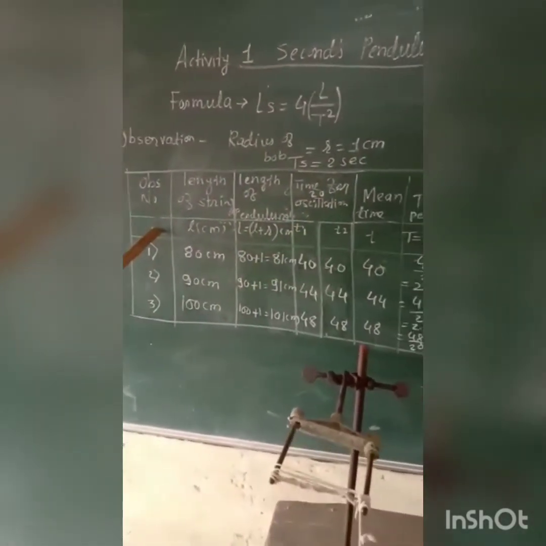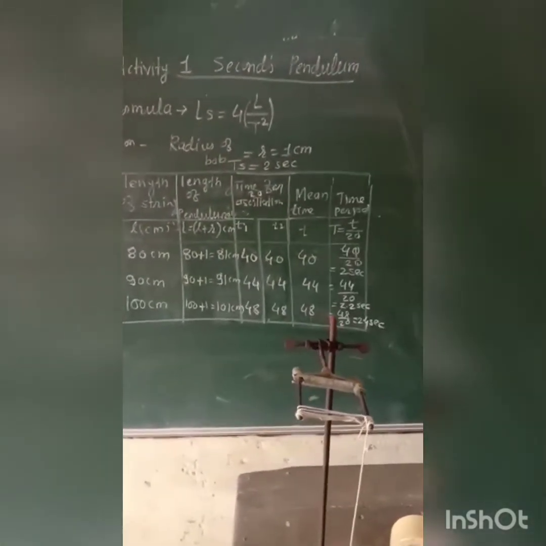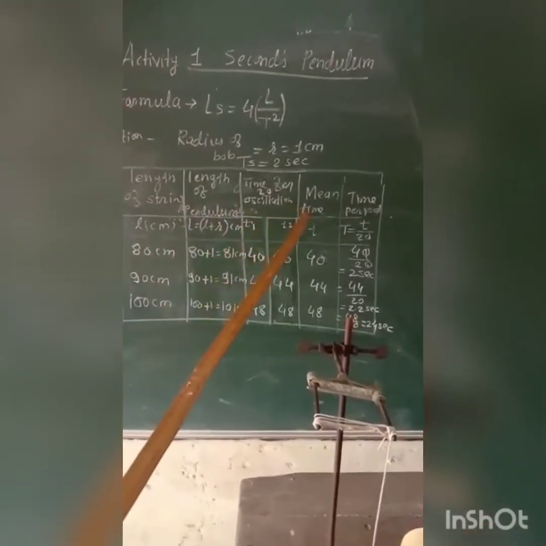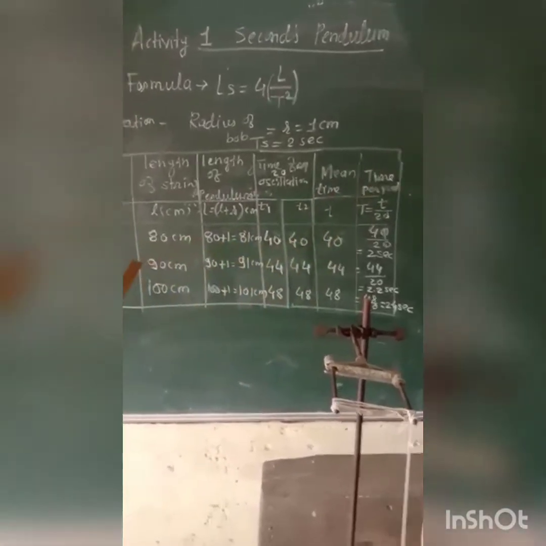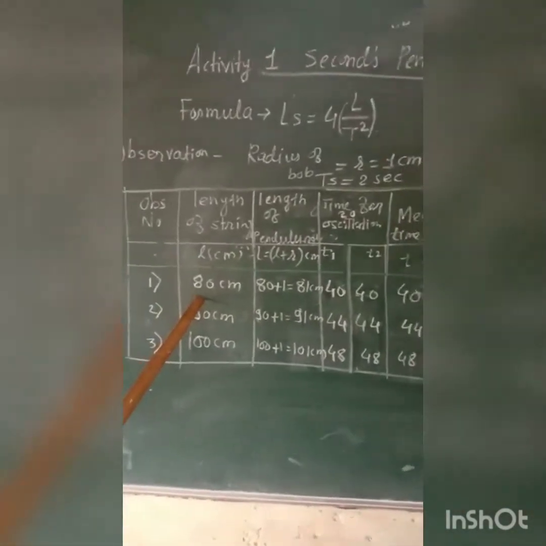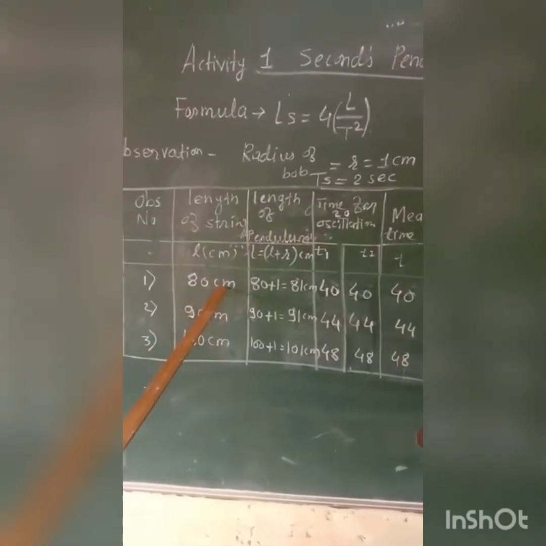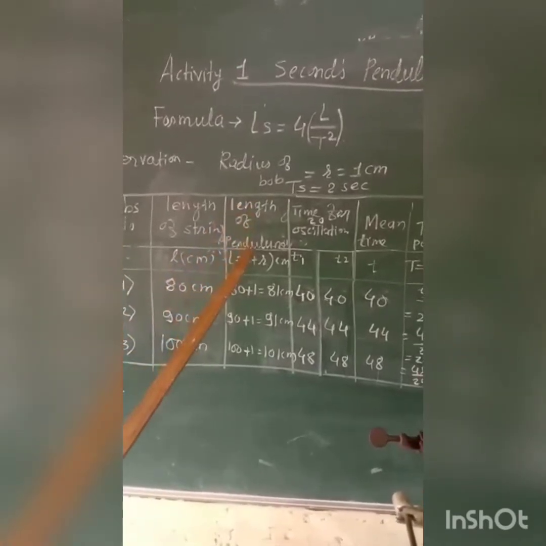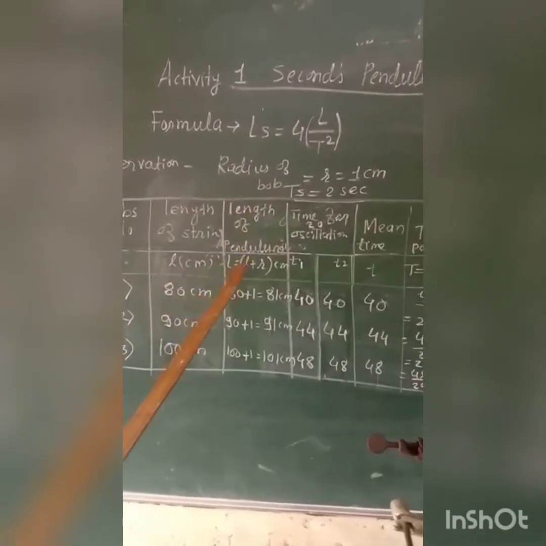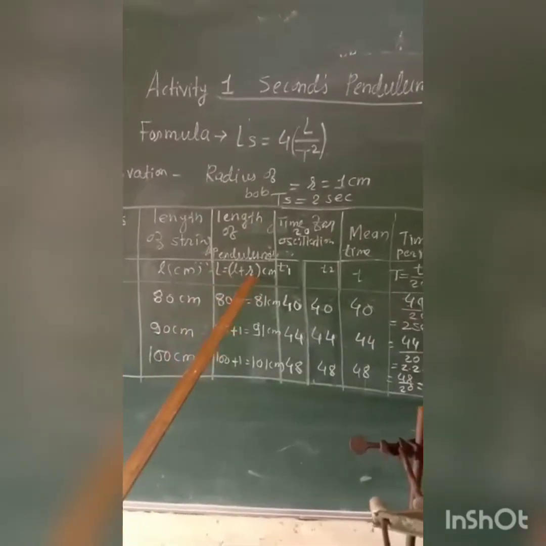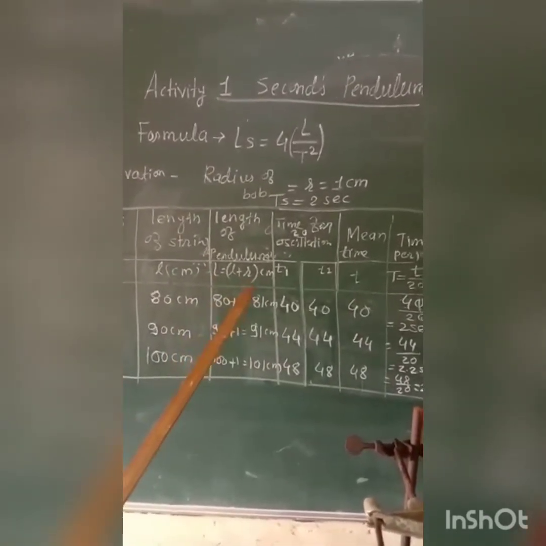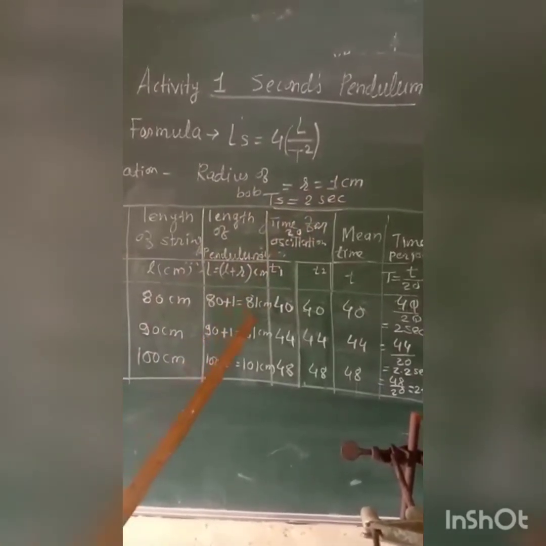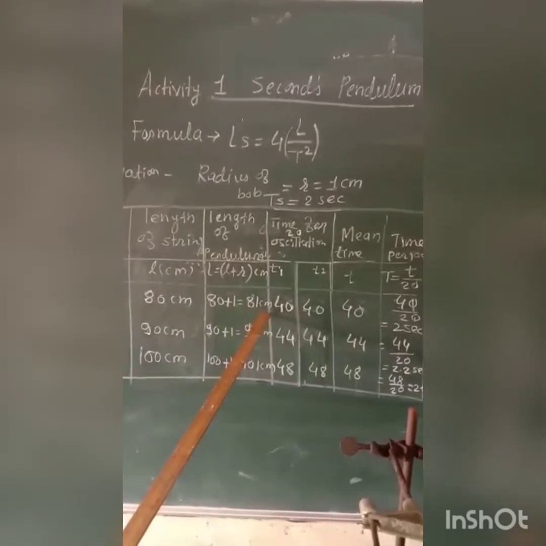See the observation table. Observation number 2: length of the string, length of pendulum, time for 20 oscillations, mean time and time period. Number 1, you have to keep the length of the string at 80 centimeter, denoted by small l. Then the length of pendulum is denoted by capital L, where L is equal to l plus R. It means 80 plus R, and the radius of the bob is 1 centimeter. You add this 1 and you get the length of pendulum as 81 centimeter.